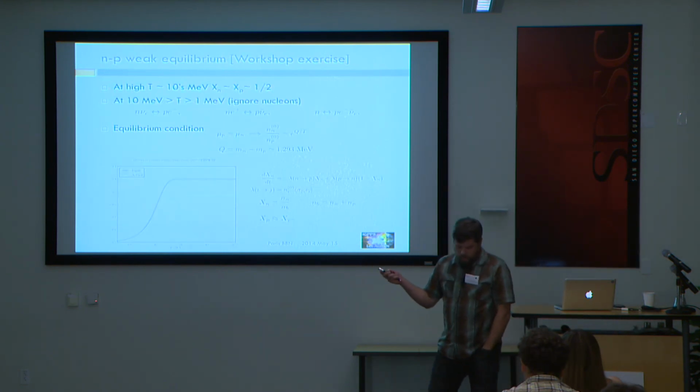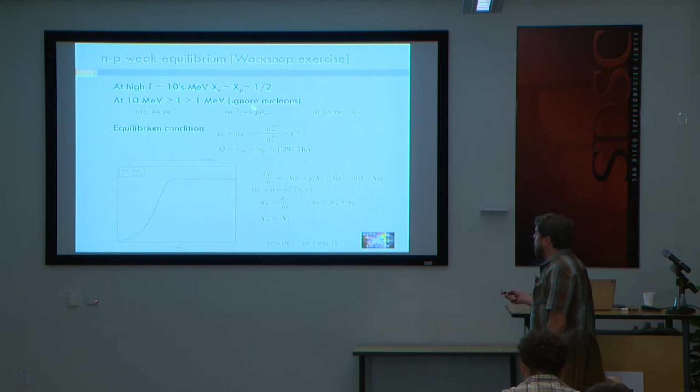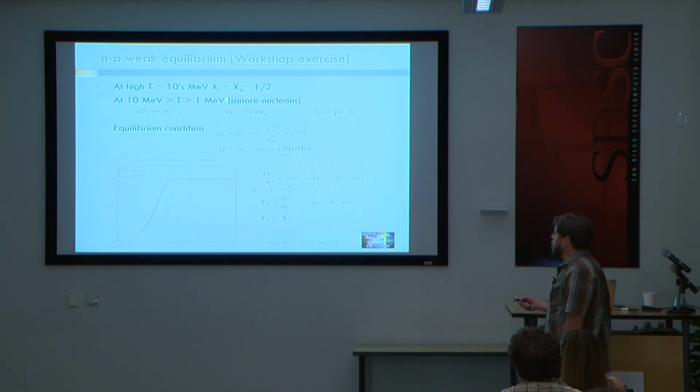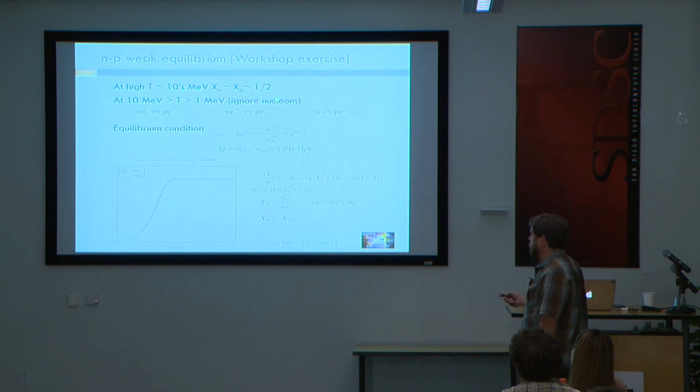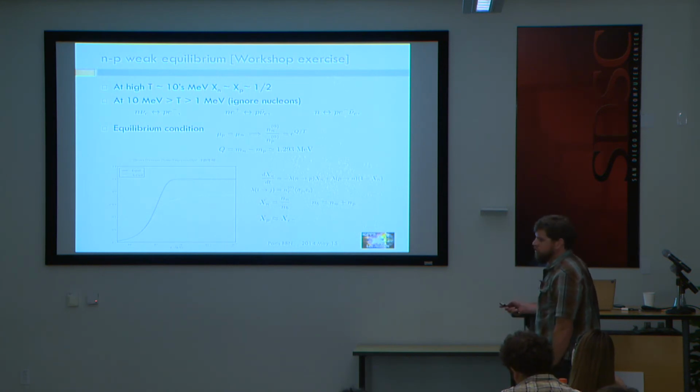This sets the ratio of neutrons to protons. If I start at very high temperatures, so tens of MeV, we assume that the relative fraction of neutrons and protons is each equal to a half. Then between 10 MeV and 1 MeV, we have these Urca processes, basically charged current reactions for neutrino capture and lepton capture and their inverse reactions.